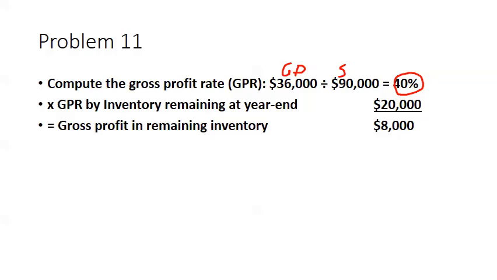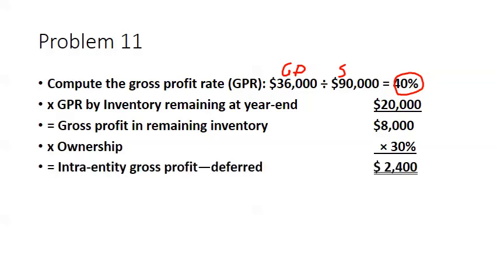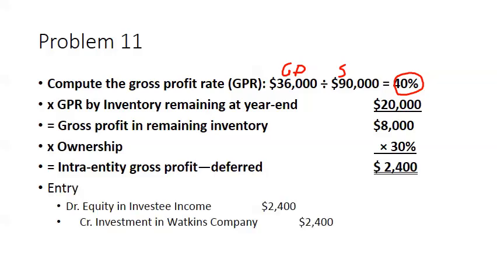But remember, that's for the whole company. We don't own the entire company. So then we take that and multiply it by our percentage, which we own 30% of them. And that's going to give you the intra-equity or the intercompany gross profit that we defer. And we do that with the journal entry: debit the equity invested in income and credit the investment in Watkins.